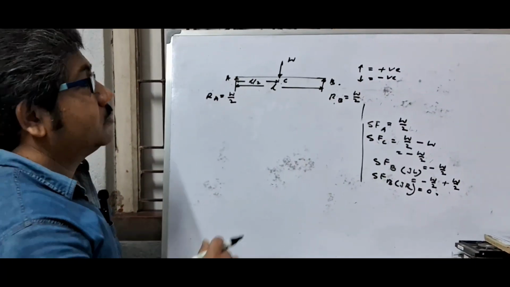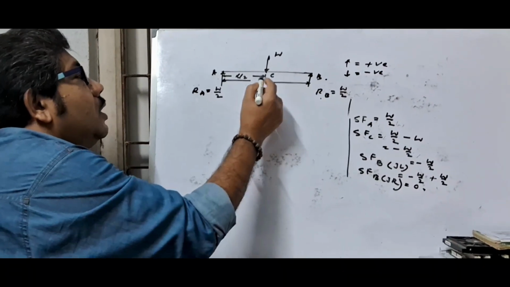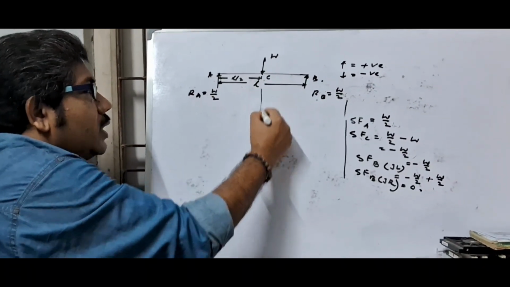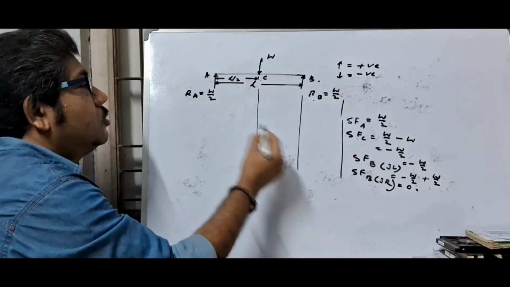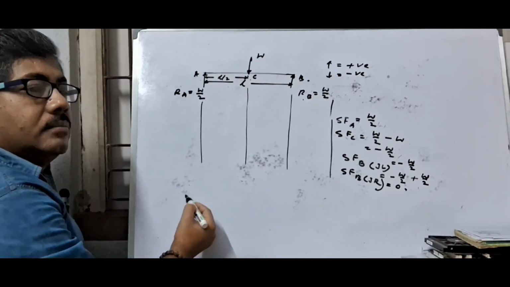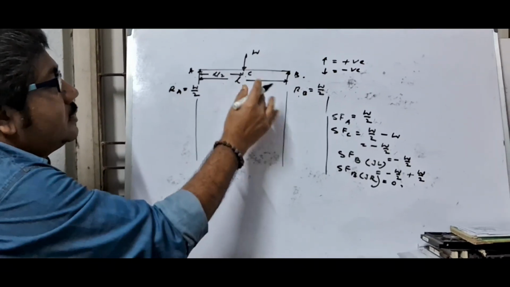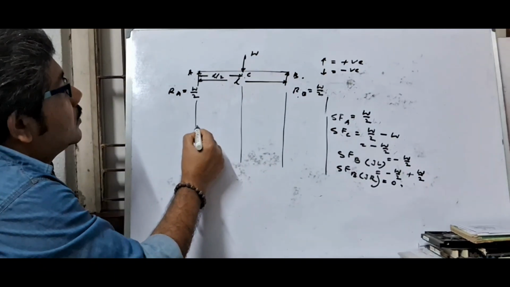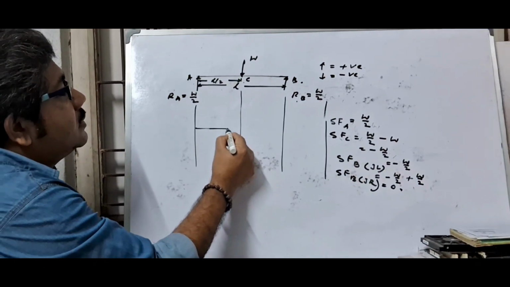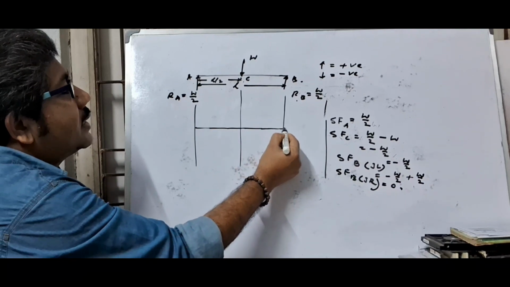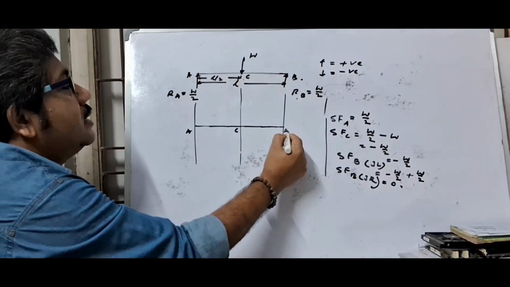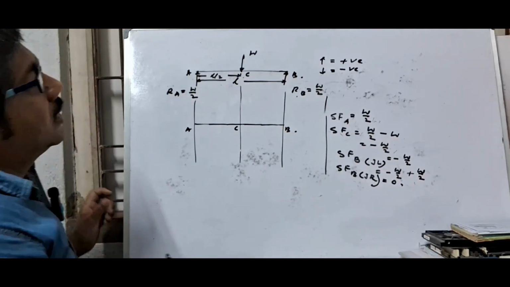Now the diagram, the shear force diagram. From every point we have to draw a projection line. This is a light line, and here this is a medium line, the reference line. This is ACB.